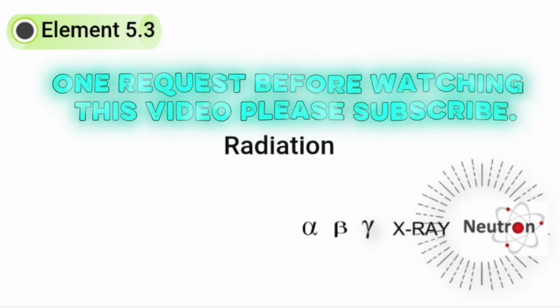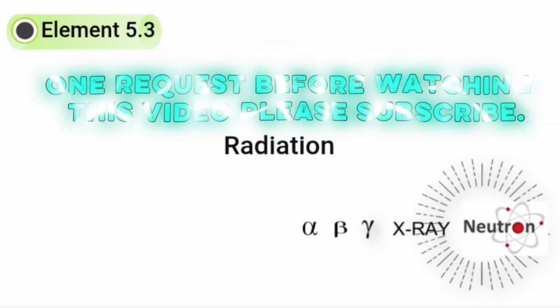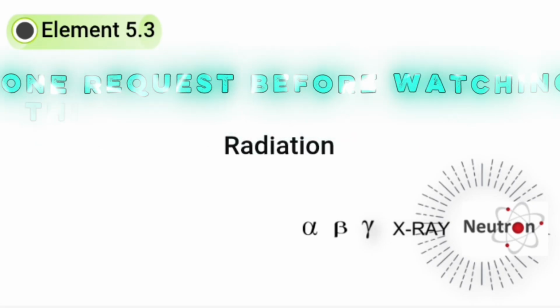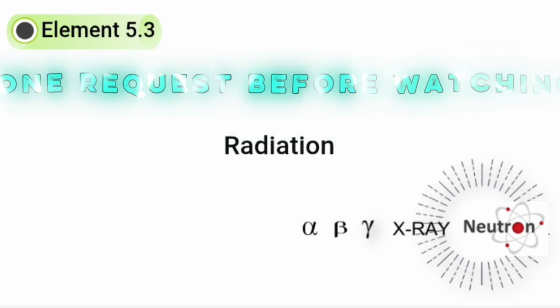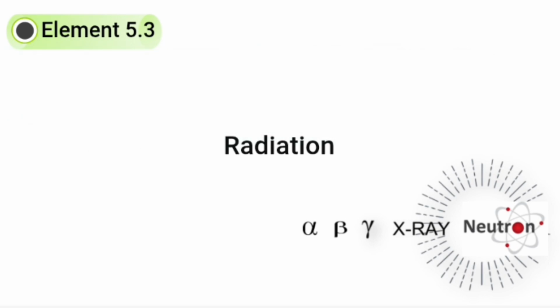Element 5.3. Radiation. In this session, you will develop an awareness of the following: types of radiation and its various health effects, typical occupational sources of non-ionizing and ionizing radiation, and the basic ways of controlling exposures to non-ionizing and ionizing radiation.